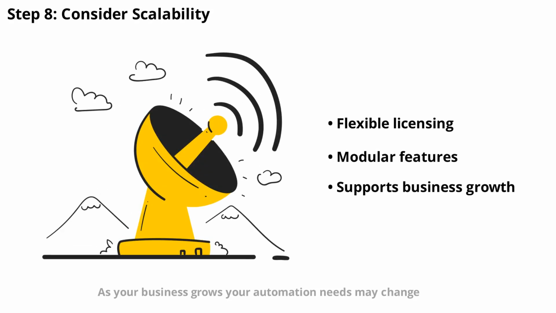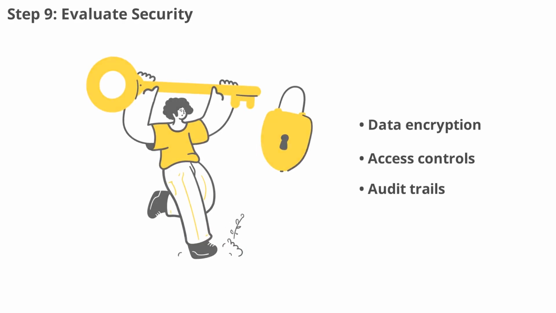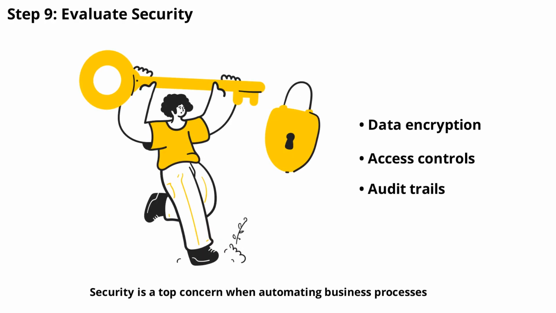As your business grows, your automation needs may change. Choose an RPA solution that can scale with your business. Look for flexible licensing, modular features, and the ability to add more bots or processes as needed. Scalability ensures that your investment in RPA continues to deliver value as your operations expand, without the need for a complete overhaul.